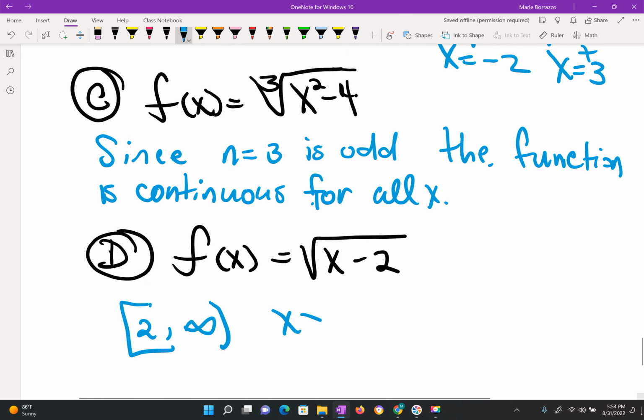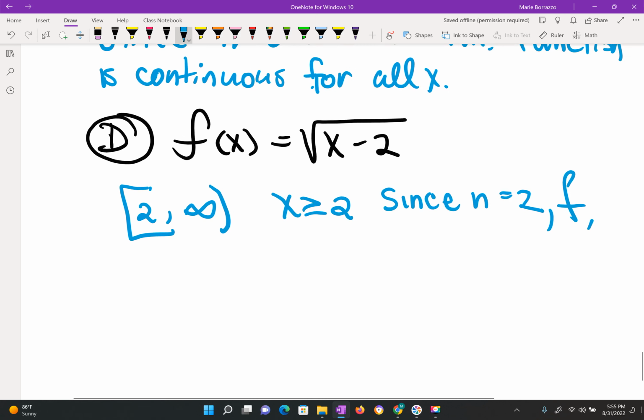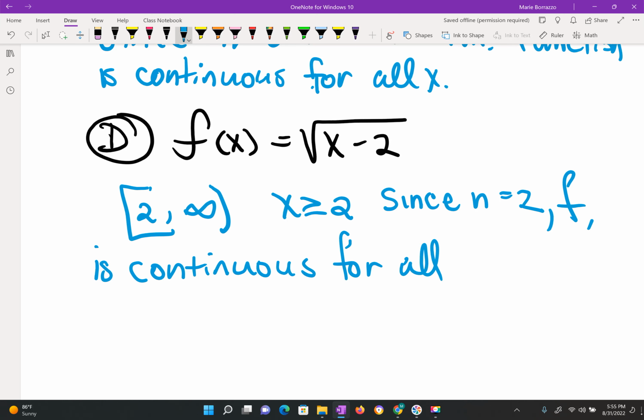So where x is greater than or equal to 2, since the nth value is even, we say f is continuous for all values where x is greater than or equal to 2. Does that marinate? Yeah. Good.